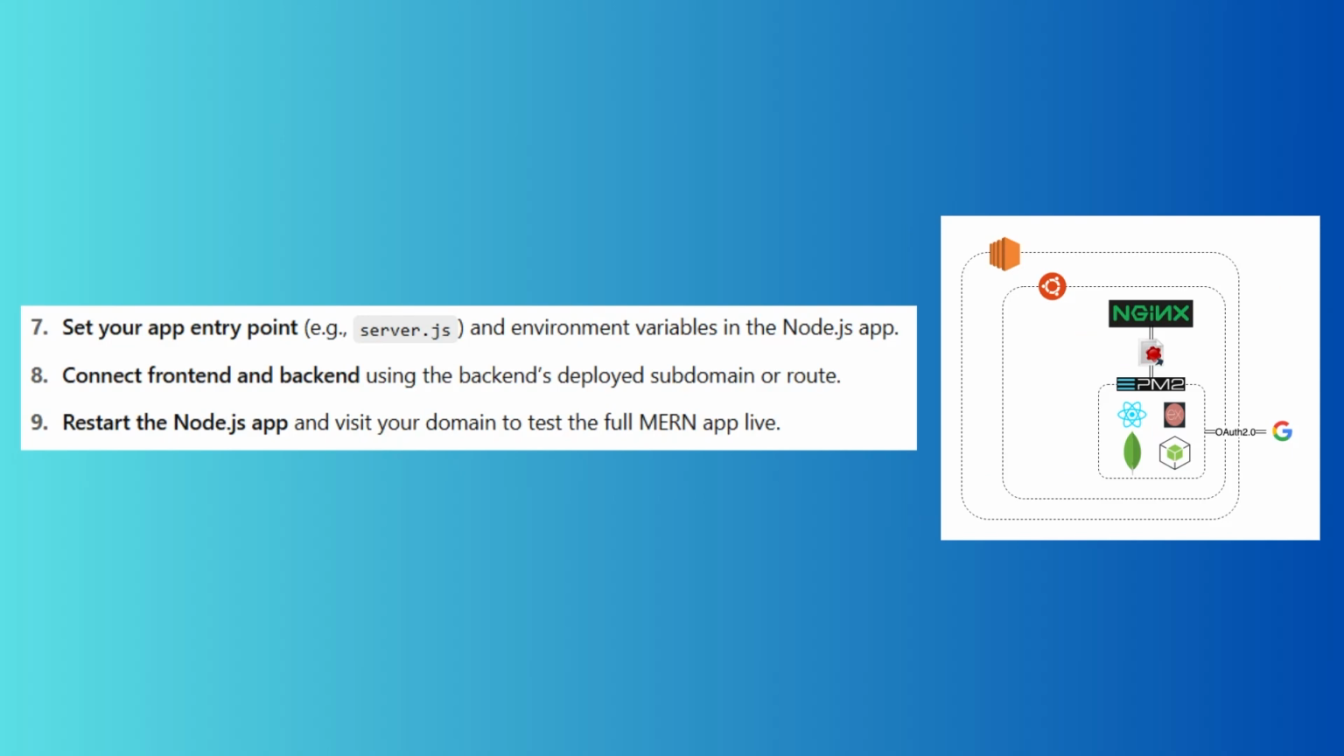Then, connect the frontend and backend using the backend's deployed subdomain or root. Restart the Node.js app and visit your domain to test the full MERN app live.